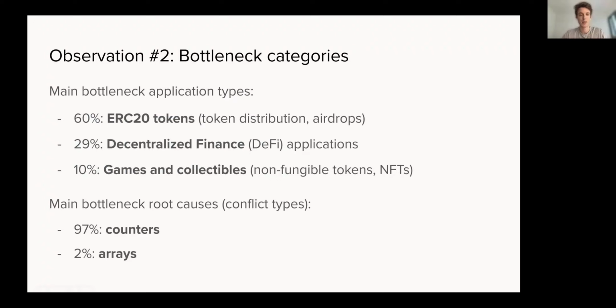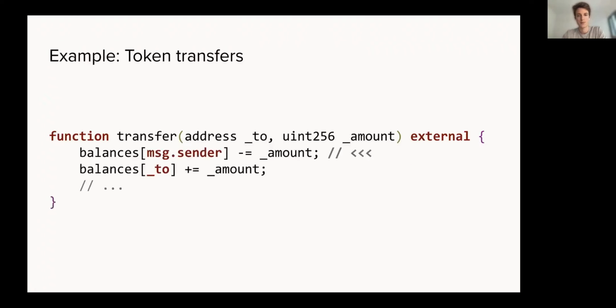And what we noticed is that the big majority of them are associated with integers, basically counters, counter increments, or adding a number to a counter, these kinds of operations. And a smaller part is associated with arrays in Solidity. So here's an example of an ERC20 transfer. The 2 main operations are, first, we decrease the balance of the sender, and second, we increase the balance of the receiver. So you can see that if we send many transactions from the same sender, they will decrease the same balance. So they will all have a dependency on each other. They will all conflict. And this is a very common phenomenon that we observe.